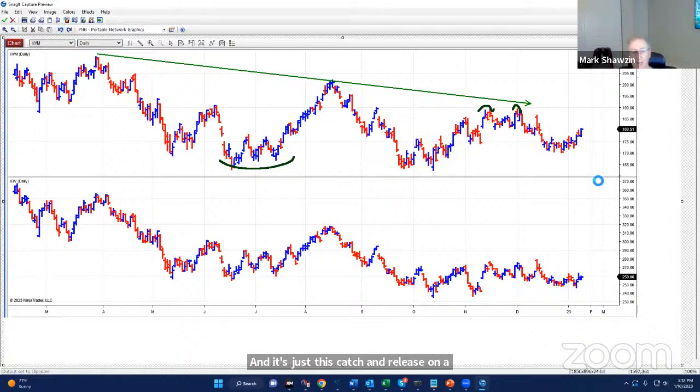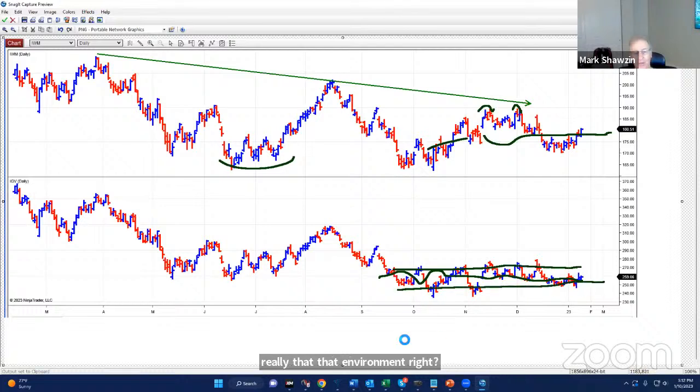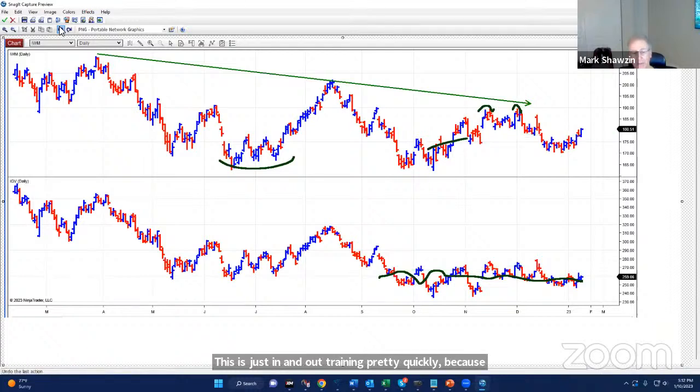Now, ideally, I'm always looking for things that I can establish a position where I can take a ride for 3 weeks or 3 months. But you can see this is not really that environment right now. You can only do as well as the market environment. But eventually the market will break one way or another, and that's where I really make all of my money. This is just in and out trading pretty quickly, because that's what the market environment is right now.